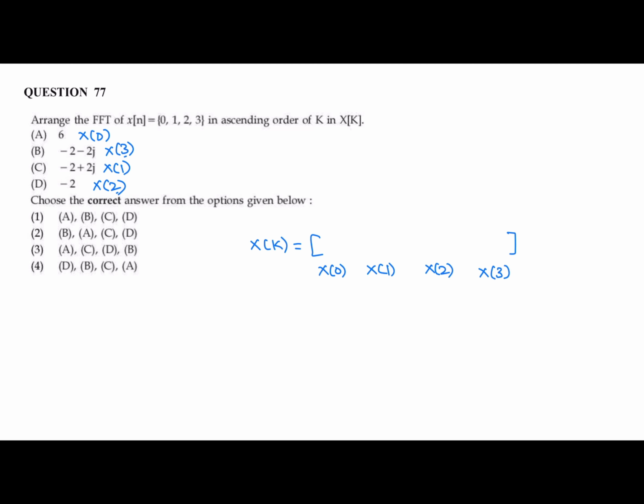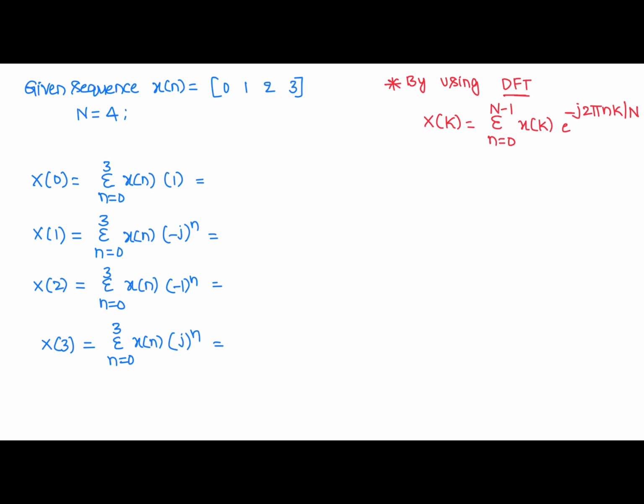Arrange the FFT of a given sequence x of n is 0, 1, 2, 3 in the ascending order of k in X of k. The problem can be solved by using DFT, discrete Fourier transform, and the formula for discrete Fourier transform, X of k is equal to sigma n is equal to 0 to capital N minus 1 x of n e power minus j 2 pi nk by capital N, where capital N is period of the sequence, that is periodicity.